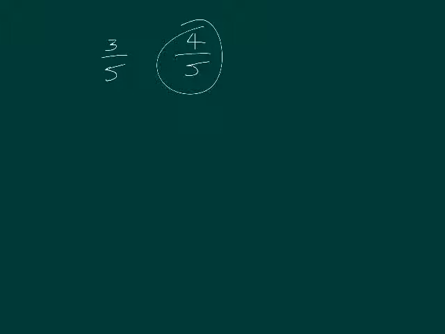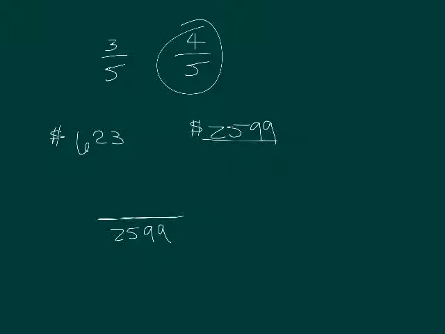Look at number 74. If you spend $623 on food, okay, so there's $623 on food, and your monthly income is $2,599. The question is, what fraction of your monthly income do you spend on food? All right, so let's look at the whole. What is the whole? The whole is your monthly income, $2,599. So the whole always goes on the bottom.